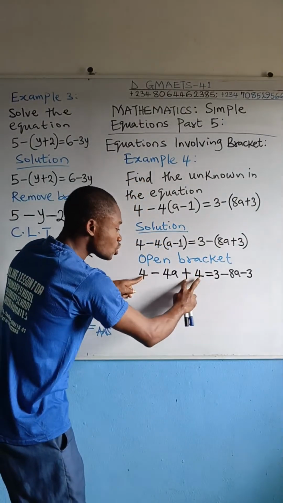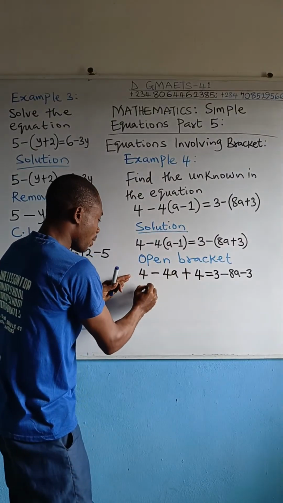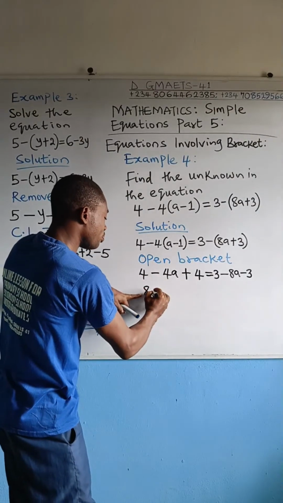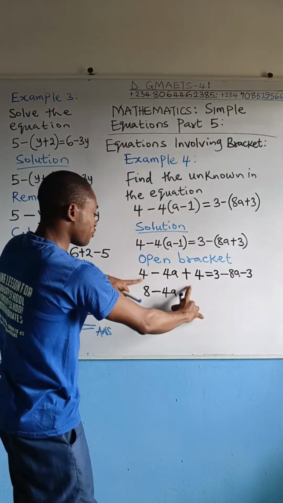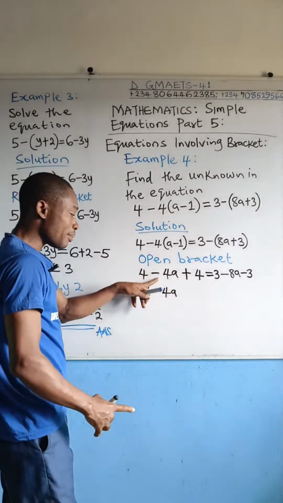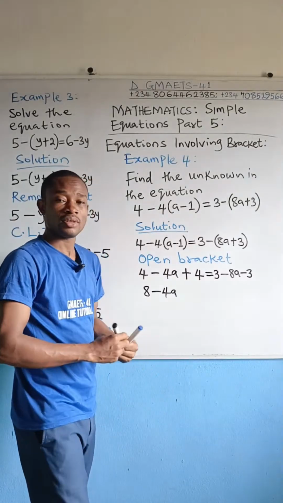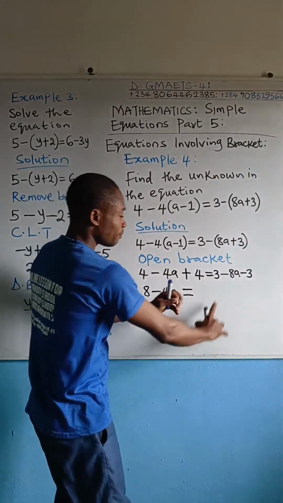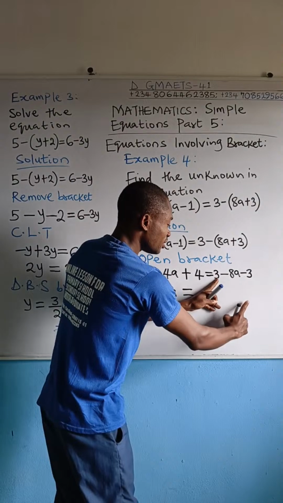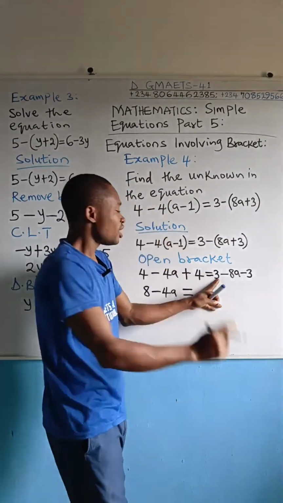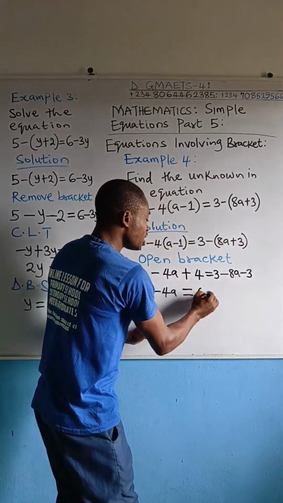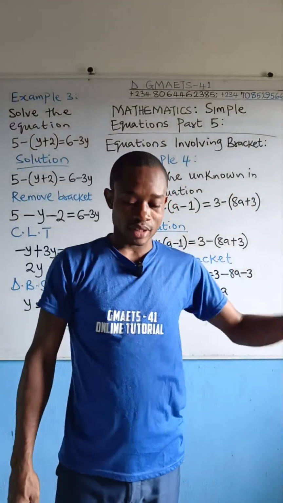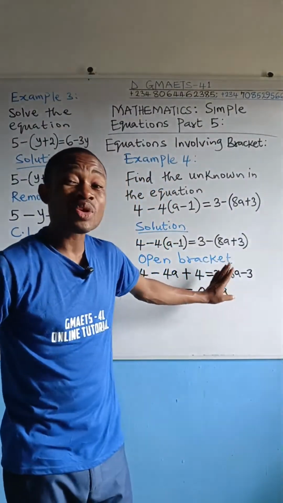4 plus 4 will give you 8. So permit me to write 8. Then you now have minus 4a. Just bring down that minus 4a. This 8 came from 4 plus 4, and then minus 4a. So that at least you can get only one pure number on the left. Do the same thing on the right-hand side. 3 minus 3 is 0. Then 0 minus 8a. So this is going to be 0 minus 8a. That 0 is nothing. It can go off, so that you'll be left with just minus 8a.